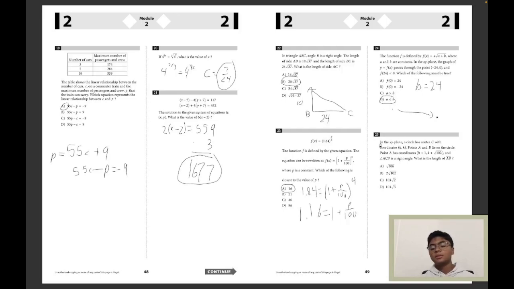In the xy plane, a circle, how much time do we have? 14 minutes, okay. In the xy plane, a circle with center C has coordinates h, k, and A and B lie on the circle, and ACB is a right angle. What is the length of AB? So let's draw this out.